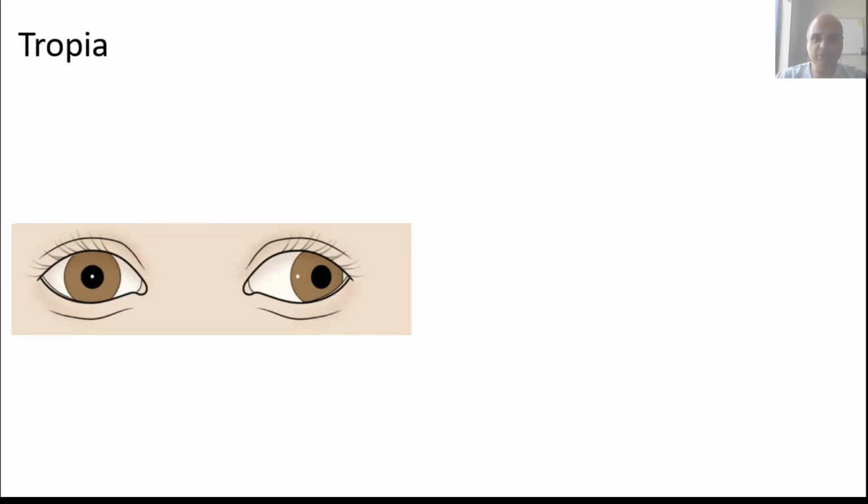So this is what tropia is under binocular conditions, i.e. both eyes open, one of your eyes deviated, and this eye is deviated outwards. This little reflex is the reflex from the light that's being used to see the eyes.